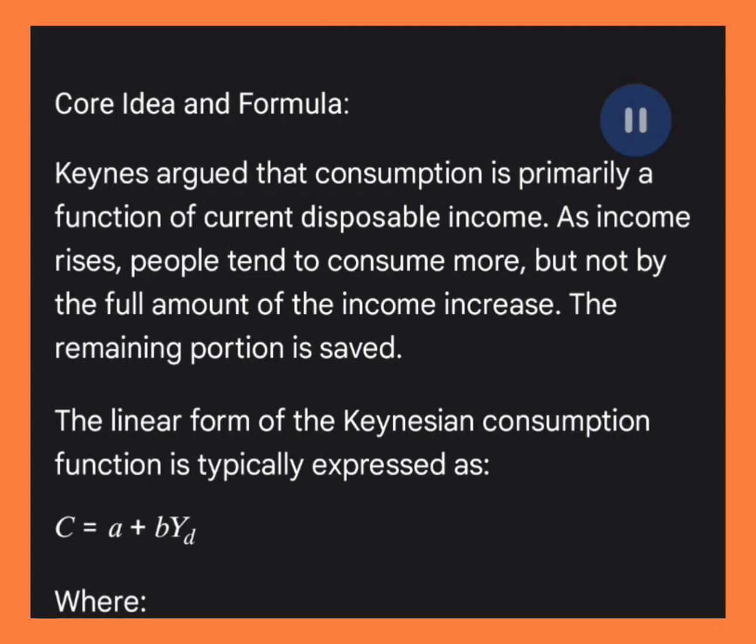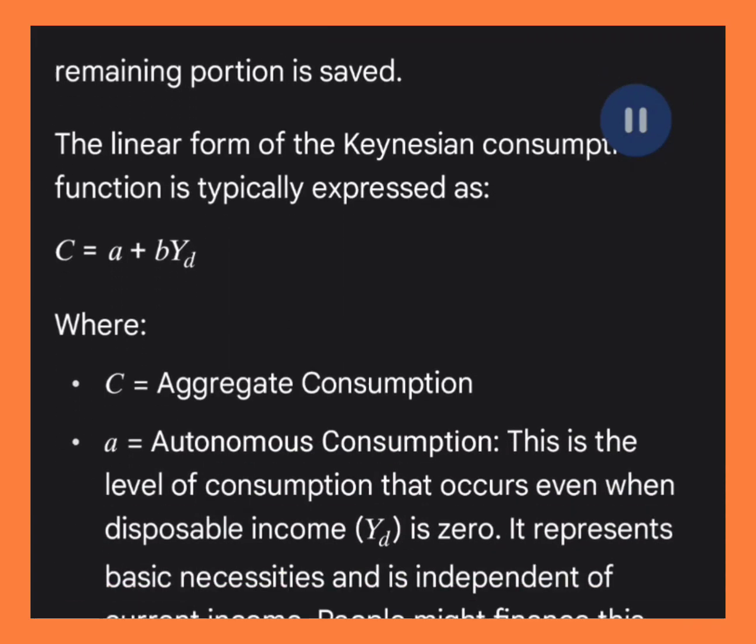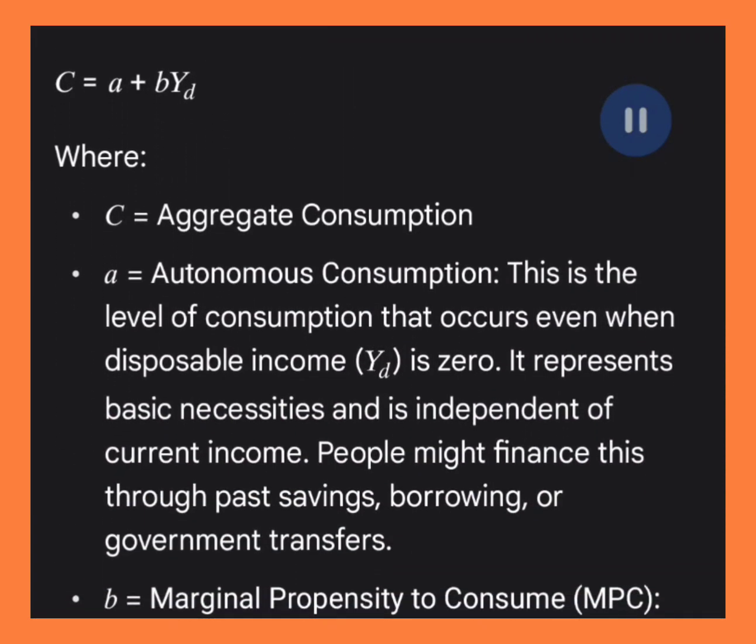The linear form of the Keynesian consumption function is typically expressed as C equals A plus B Y_D, where C equals aggregate consumption, A equals autonomous consumption. This is the level of consumption that occurs even when disposable income, Y_D, is zero. It represents basic necessities and is independent of current income. People might finance this through past savings, borrowing, or government transfers.